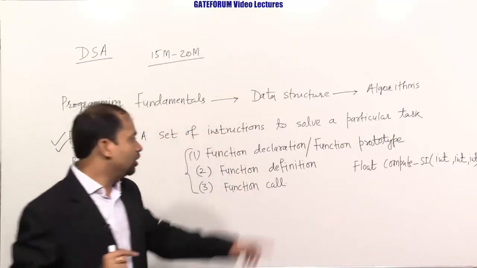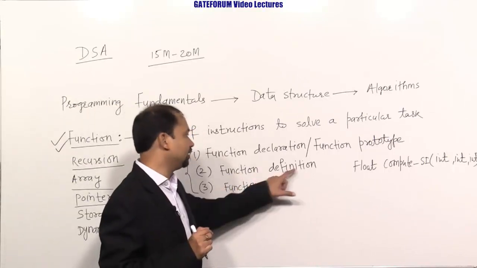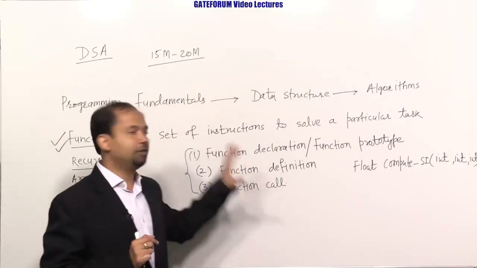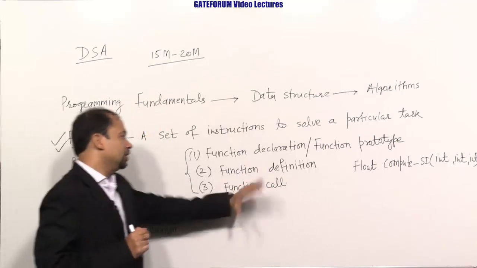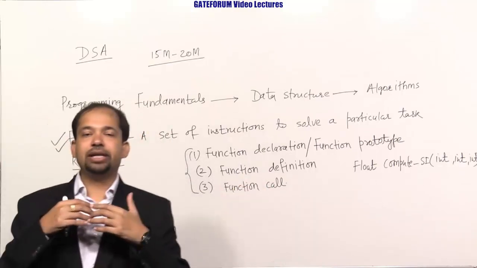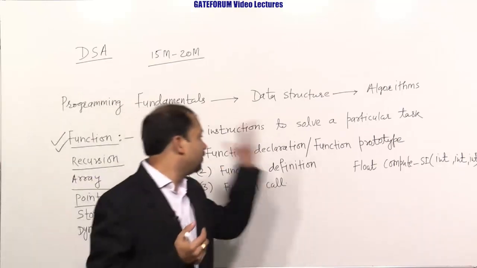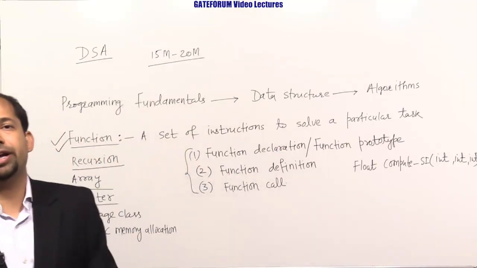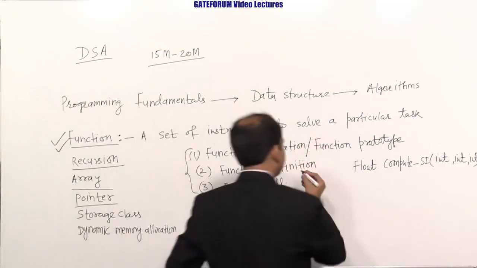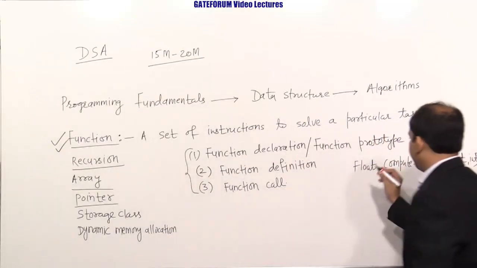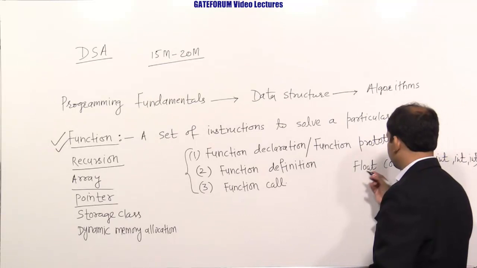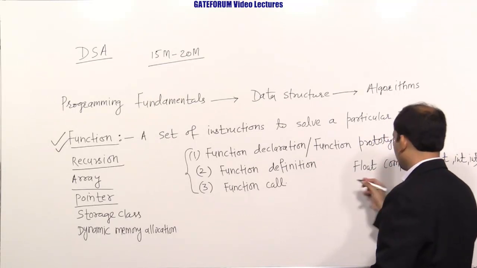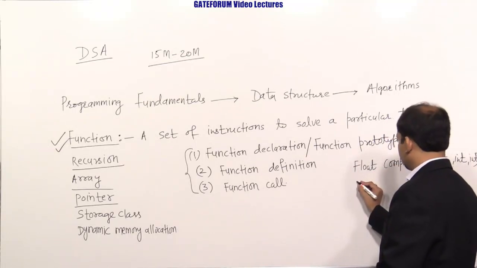So the actual body of the function is going to be defined in this particular definition of the function. And then the function call. When we have declared the function, when we have defined the function, then we can call this function as and when we require. Right. So here the function definition will be like this, or we can call the function, suppose, in main.